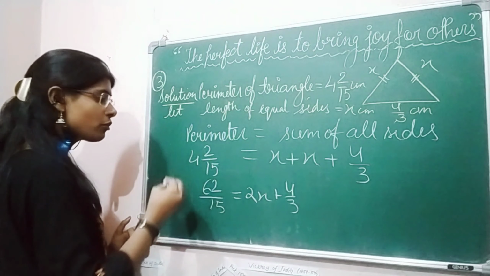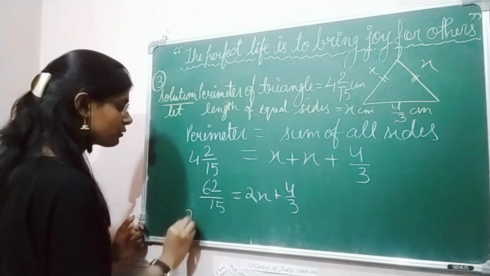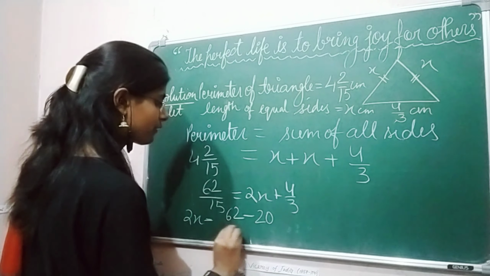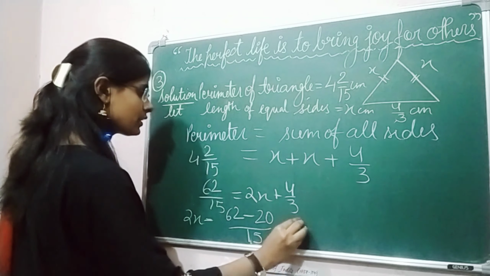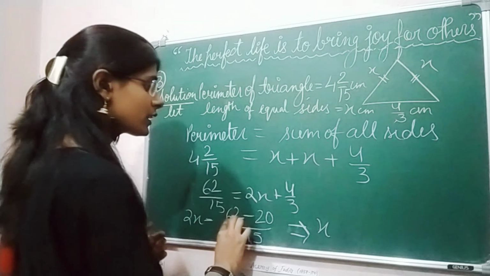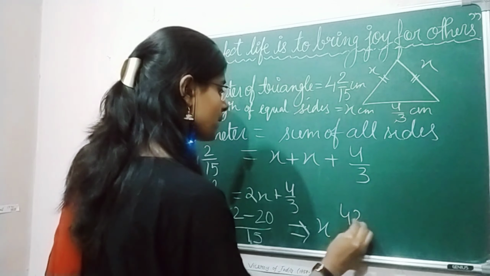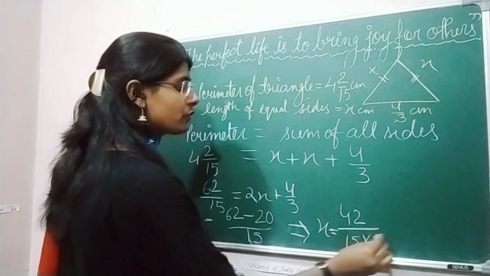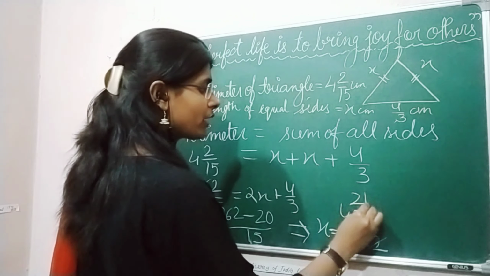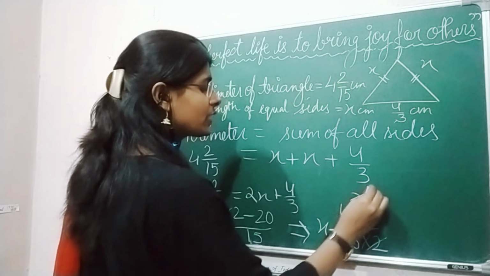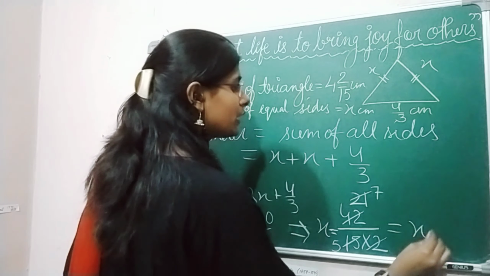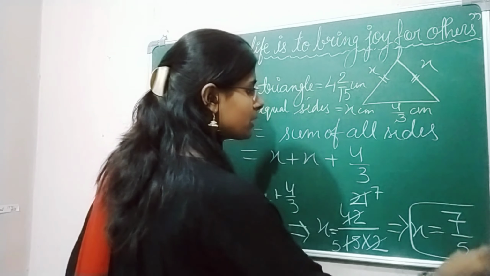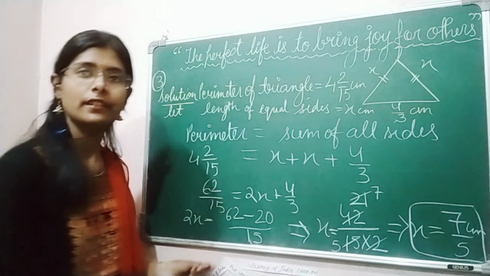When you transfer 4 by 3 to your right hand side, you will get 2x is equal to 62 minus 20 by 15. And after subtracting, your answer would be x is equal to 62 minus 20, 42 by 15 divided by 2, right? And when you cancel it out, you will get 21, 3 5s are 15 and 3 7s are 21. So each side is going to be 7 by 5 centimeter of this isosceles triangle.